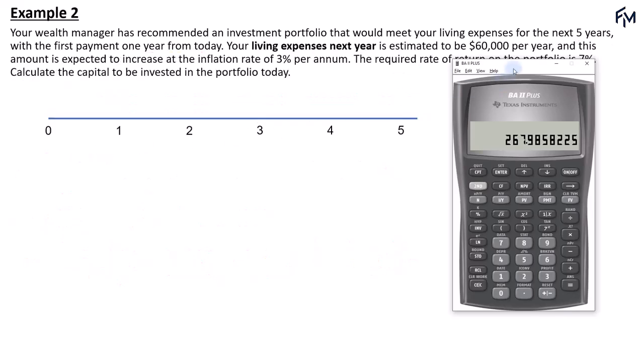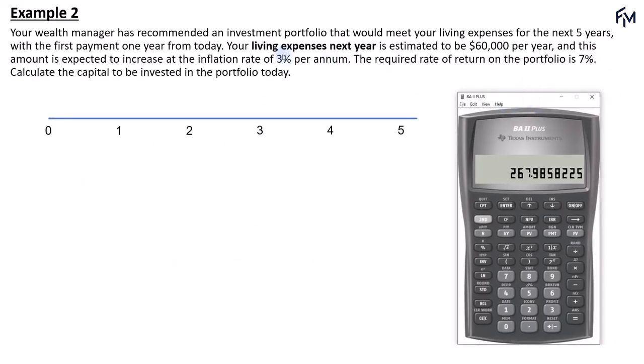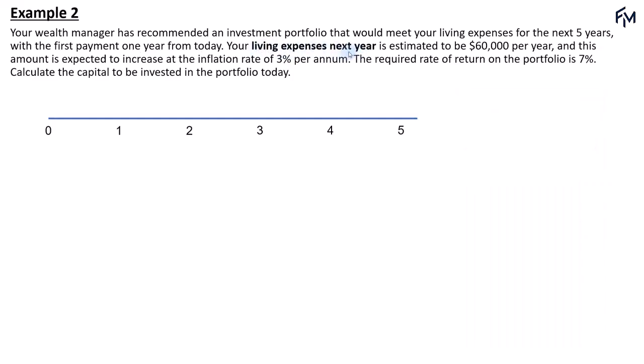But let's say in another scenario, you're told that your living expenses for next year are estimated to be $60,000 per year, not this year, but next year. And there will also be an inflation rate of 3% in the year after year 1, that means from year 2 onwards. In this case, this is how the cash flow will look: 60,000 in year 1, and then in year 2, it will be growing at 3% and onwards.